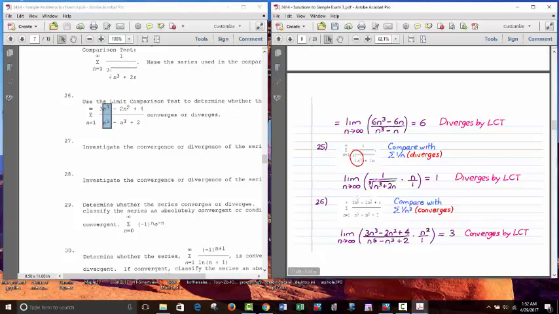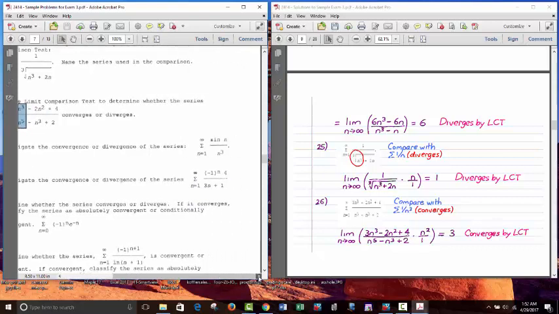And so, the limit comes out to be 3 here, so we get a finite and positive number. But now 1 over n squared is a converging p-series. Therefore, this series converges by the limit comparison test.